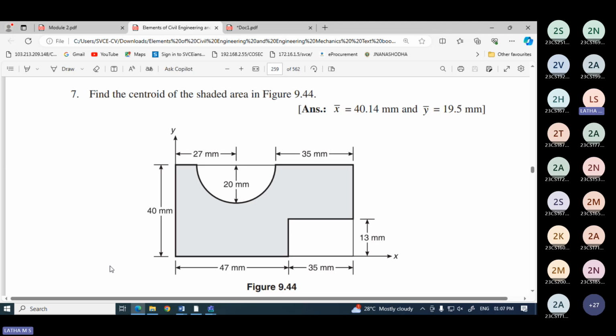I'm waiting here for your answers. Can you give me what is x1 and y1? Orally, you can give me the answer of x1 and y1 if the rectangle is taken as area 1. What is x1 and y1, students? What is x1? Am I audible to you? What is x1 value? 41? Correct?